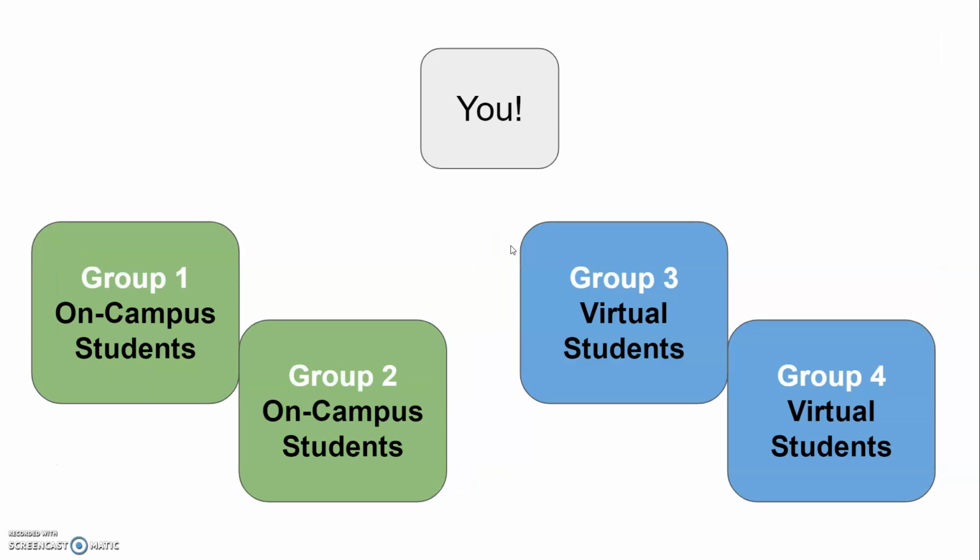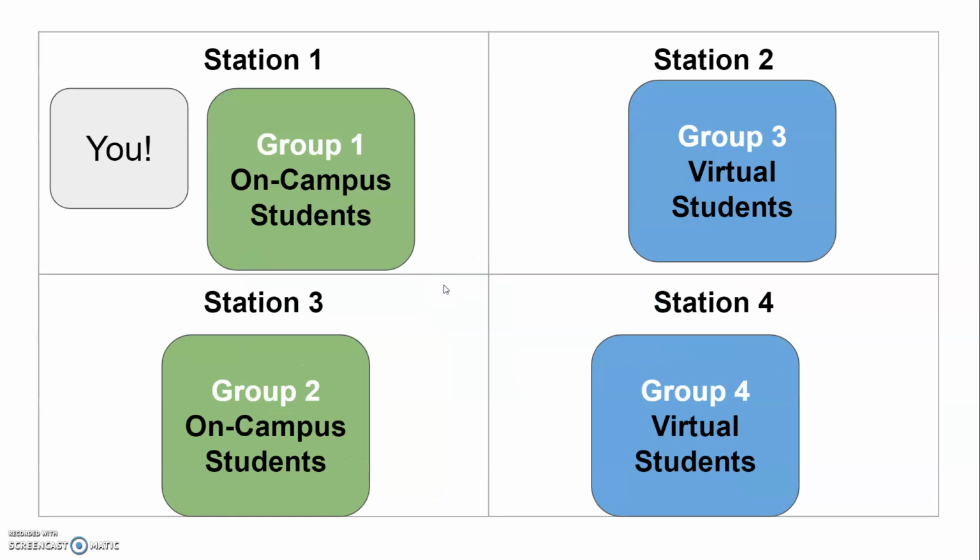Another way would be to have more than two groups. So here you can take your groups of kids and create 4 different groups, 2 groups for on-campus and 2 for virtual. Here you might want to do 4 different stations. So here you'd be able to work with group 1 on the first station. Station 1 is really your station where you're providing specific instruction to that small group of kids, while stations 2, 3, and 4 are doing different activities. And then of course they rotate at the time you want them to.